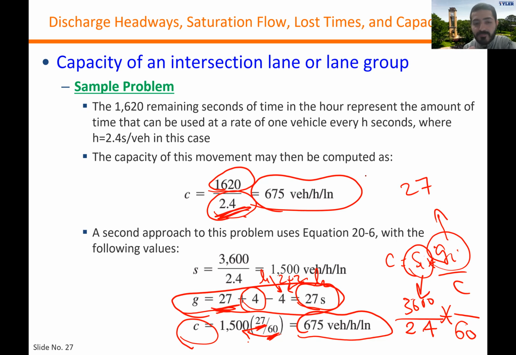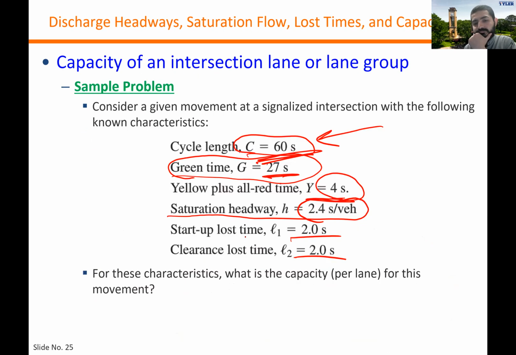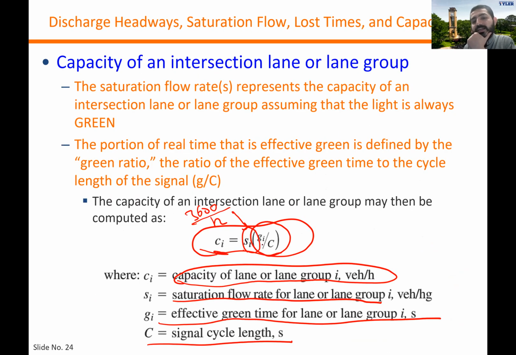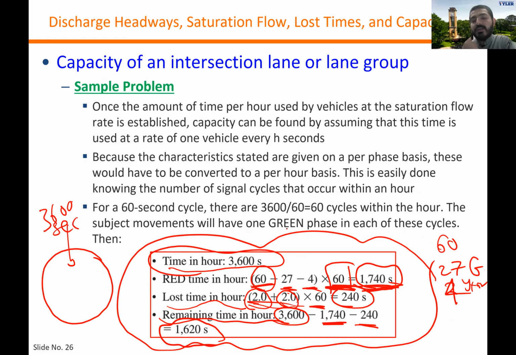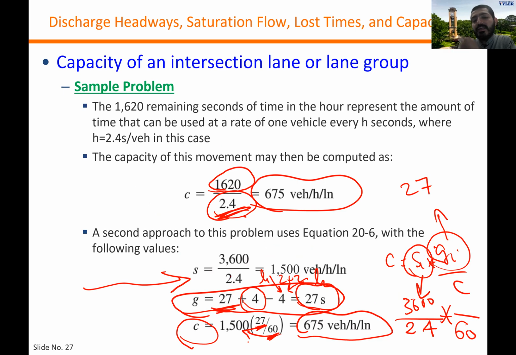Or again, if you want to follow the equation, you can, which is this equation right here. CI is equal to SI times GI over C. Same thing. We're going to come to the same answer. The theoretical saturation flow rate is 3600 seconds over 2.4, and then you need to multiply this by the effective G over 60.